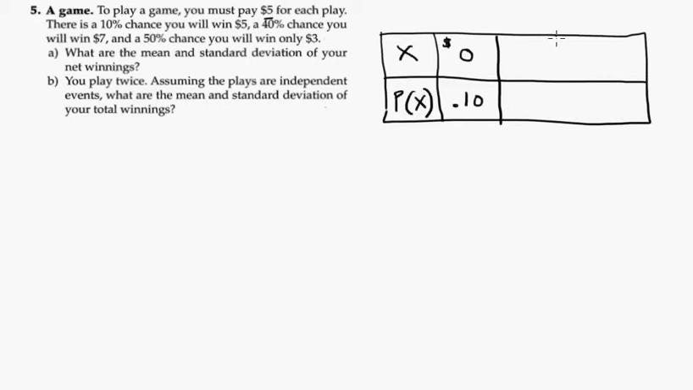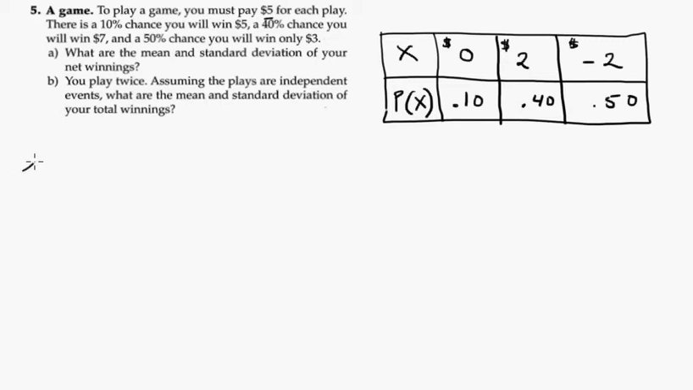Okay, and then there's a 40% chance of winning $7, so that's going to be $2. And then there's a 50% chance of winning $3, but 3 minus 5 is -2. Okay, so this is the probability model.